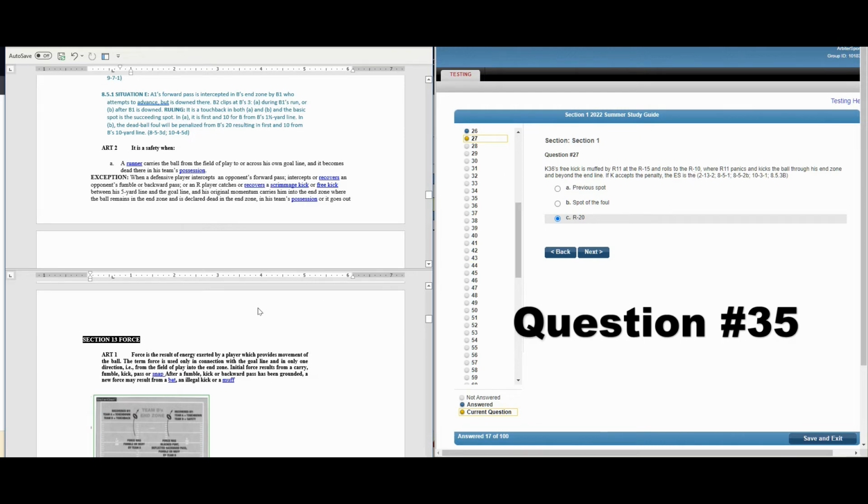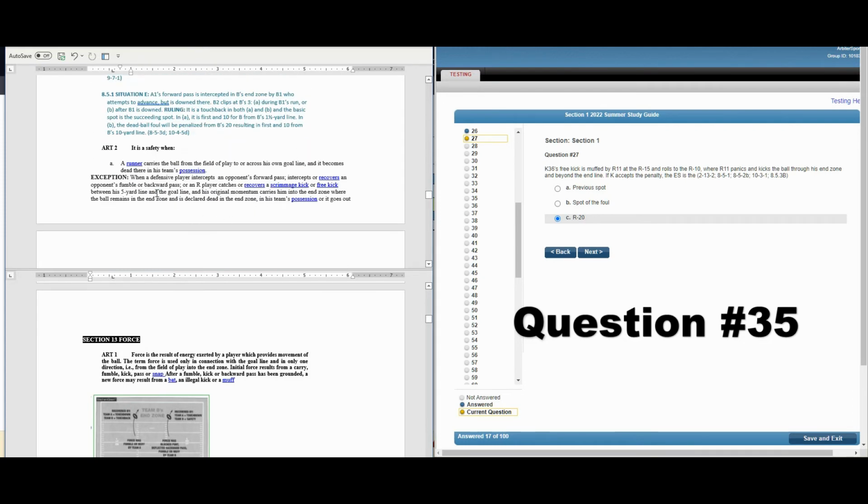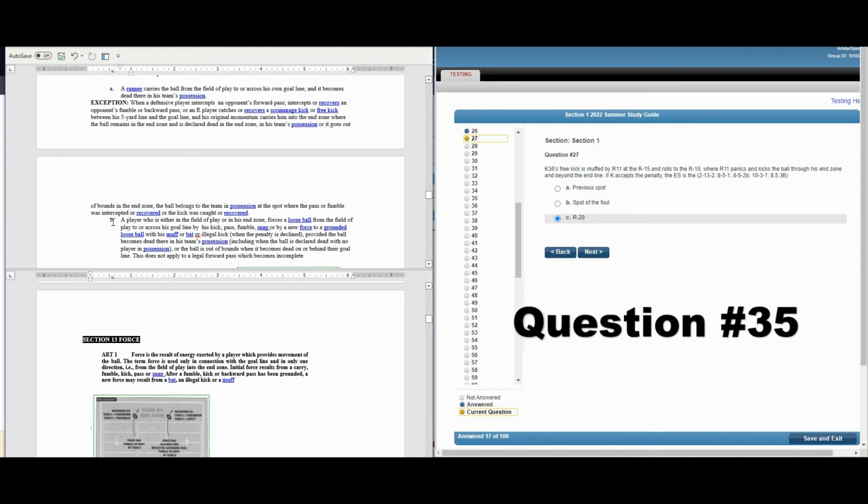So, if we look at the rules for safeties, it's a safety when, and we go to B. I'm not going to read this whole thing. Basically, a player who's in the field of play forces a loose ball from the field of play by his kick, pass, fumble, snap, or by a new force to a grounded loose ball with his muff or bat or illegal kick when the penalty is declined. That's the kicker here. So they accept the penalty, so it's not a safety. But it's also not a safety for another reason.